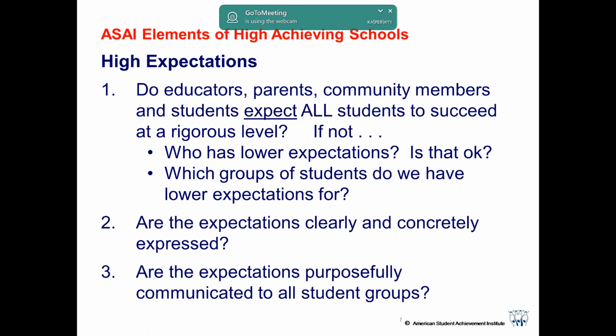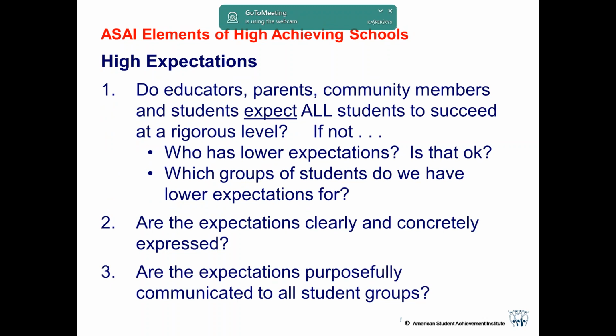We also have a document that you'll be able to find in our manual called the ASA Elements of High Achieving Schools. It goes into these a little bit in more depth. So first of all, high expectations. Here's the questions we're asking as we look at a school and as you look at yourselves when you start poring over all your data, your root cause data.